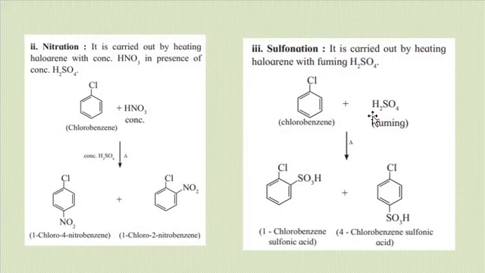In case of sulfonation, when chlorobenzene is heated with concentrated sulfuric acid, or you would say fuming sulfuric acid, you would be getting ortho and para products. That is 2-chlorobenzene sulfonic acid and 4-chlorobenzene sulfonic acid.